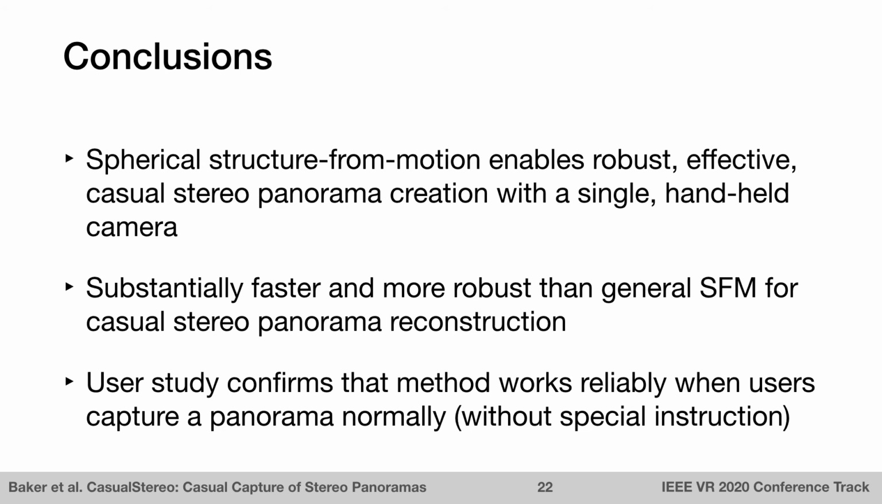So to conclude, we found that spherical structure-from-motion enables robust, effective, casual stereo panorama creation with a single handheld camera. It's substantially faster and more robust than general SFM for these kinds of videos. And through our user study, we confirmed that the method works reliably when users capture a panorama just as they normally would when capturing a normal panorama.